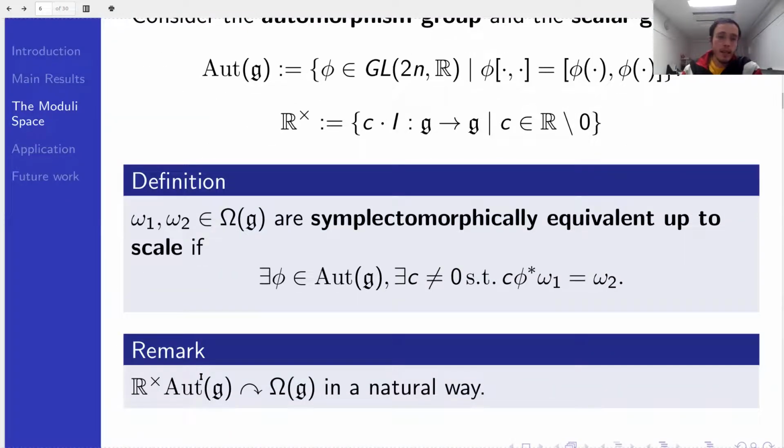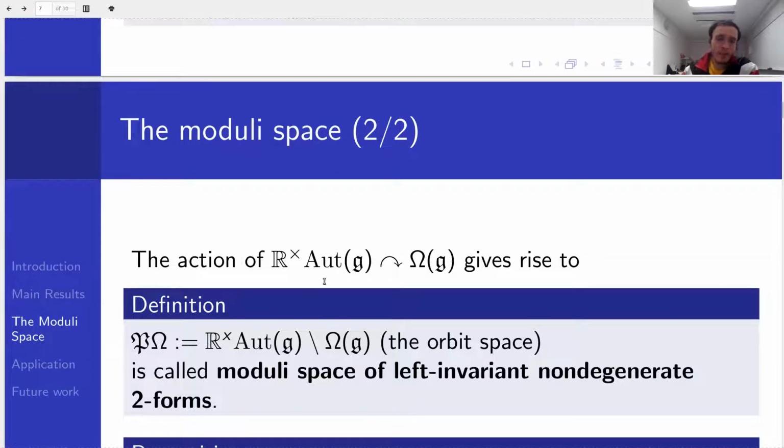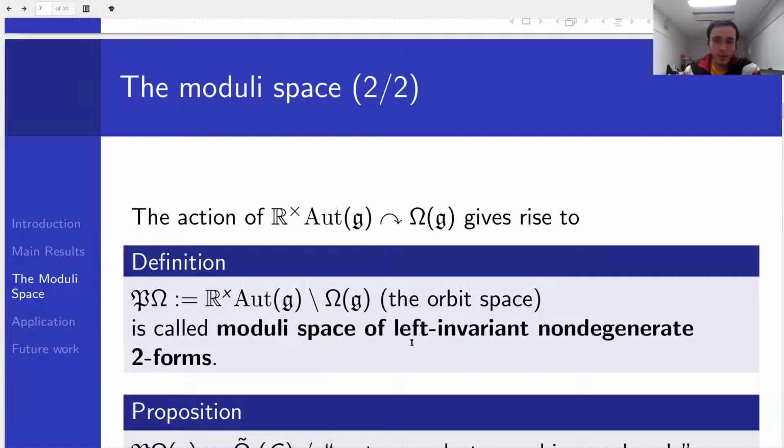Then we can also consider the action of this group, which, being a subgroup of the general linear group, acts over here in a natural way. This action gives rise to the orbit space. We denote by this the orbit space of this action over this set. Remember, this is the set of all non-degenerate 2-forms on this given Lie algebra. We will call it the moduli space of left-invariant non-degenerate 2-forms.